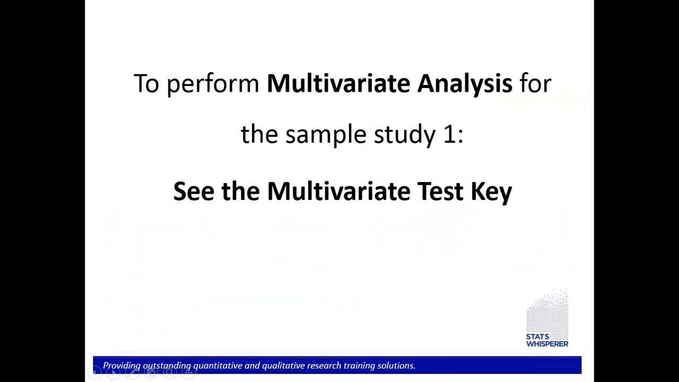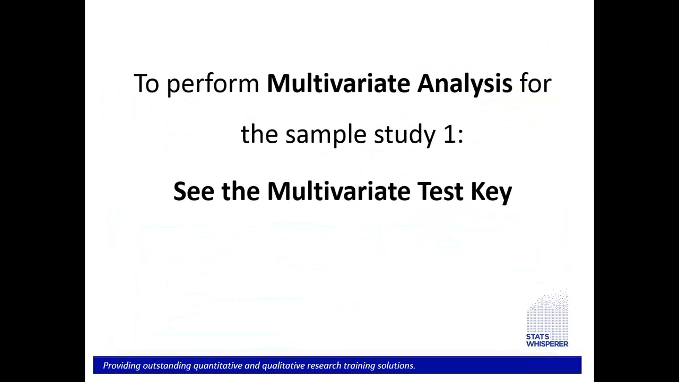So, to perform multivariate analysis for sample study 1, we are going to need the multivariate test key, right? So you can see in our program, we have the univariate test key, we have the bivariate test key, and now we have the multivariate test key. And we'll use the multivariate test key to figure out the tests we need to do for sample study 1.